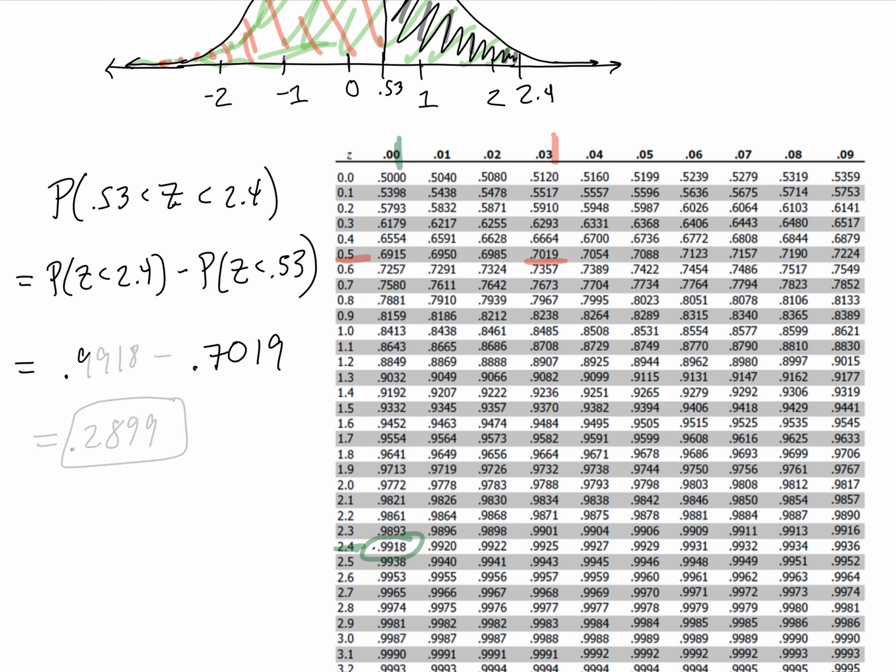So we've got 0.9918 minus 0.7019, and now we just need to subtract. And subtracting gives us 0.2899. So the probability that we're in between those two values is 0.2899. So I'd like you to try a few yourself.